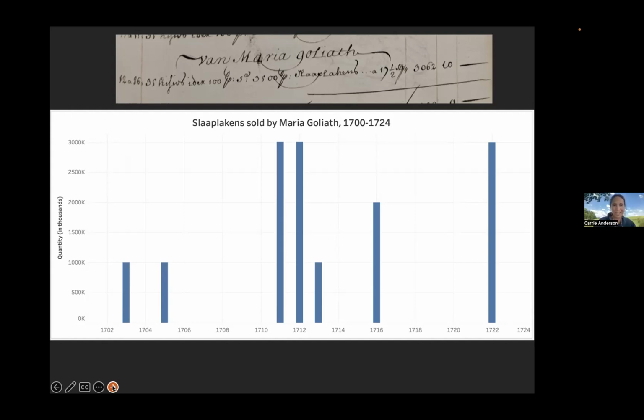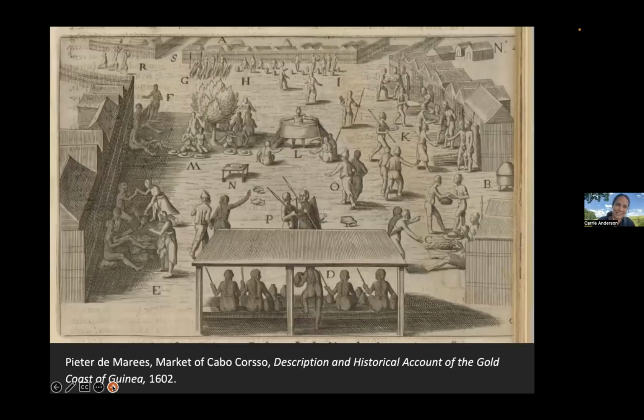This is the beginning of an article on slaaplakens and linen, but this is also just one side of it. What I went into, asking about slaaplakens, is how are they used in West Africa? This was really my big question before I got kind of distracted by the women merchants. So if you go to the next slide, Marsley.